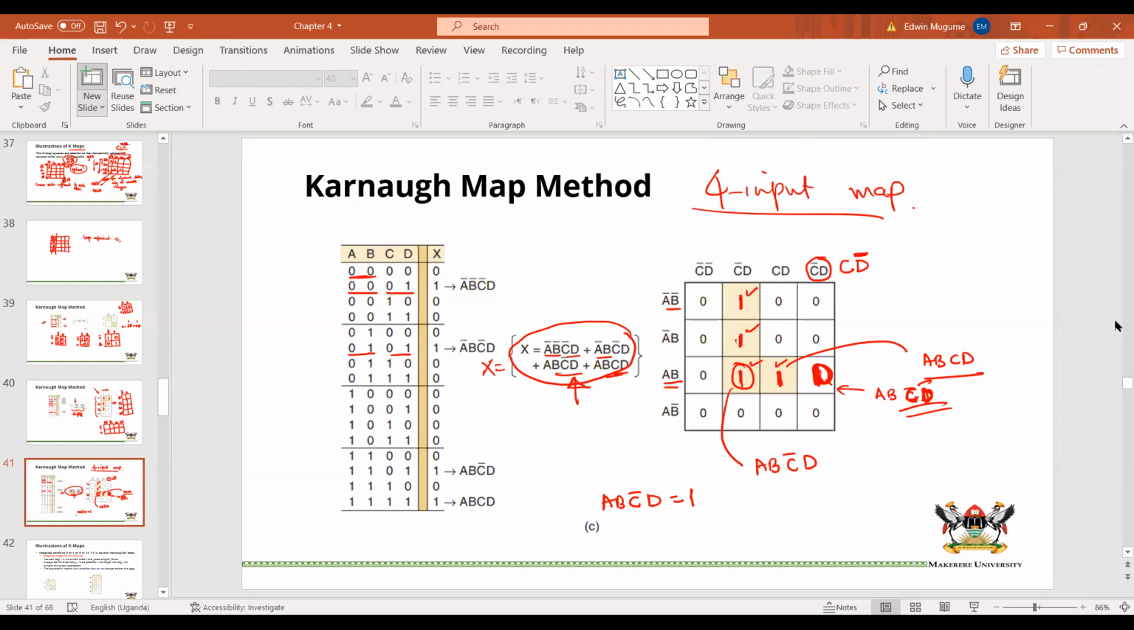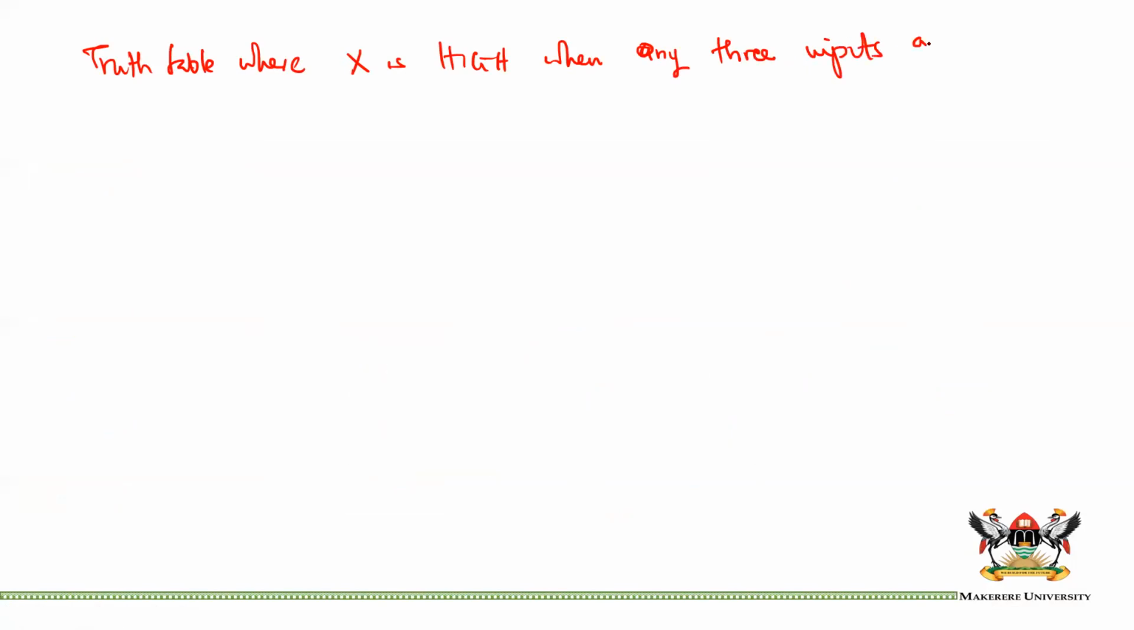I'm going to create a fictitious problem, which is that we want to create a truth table where X is high when any 3 inputs are high.